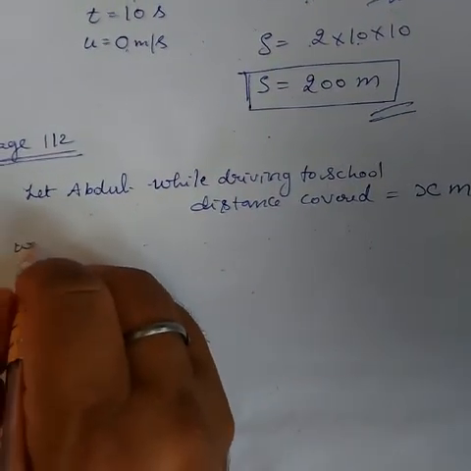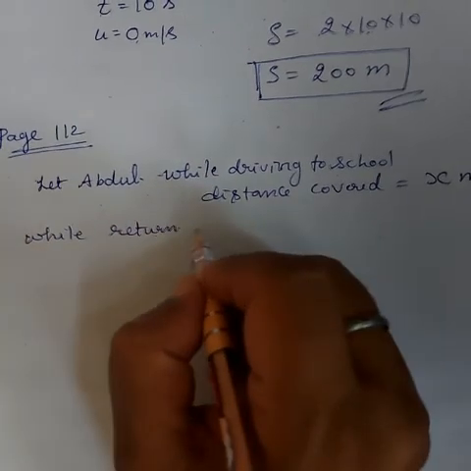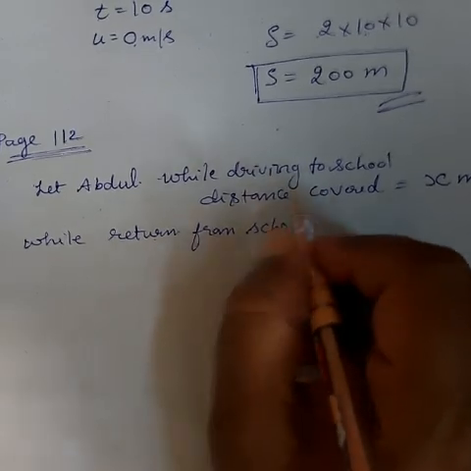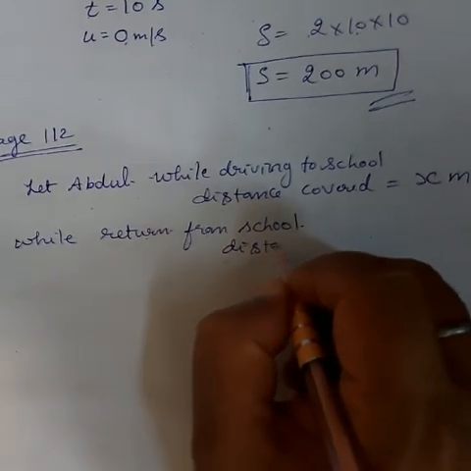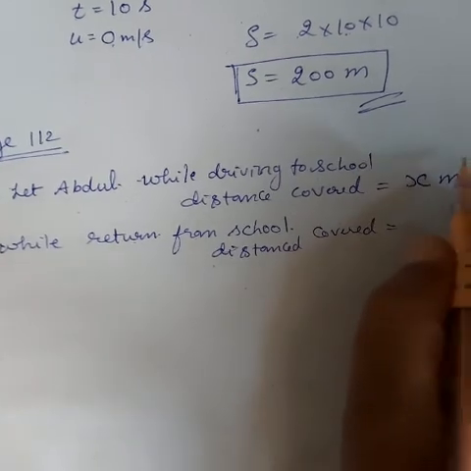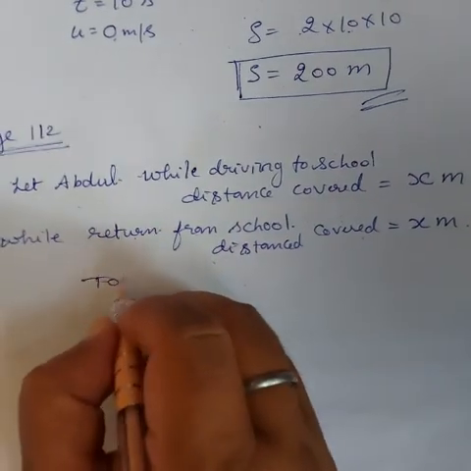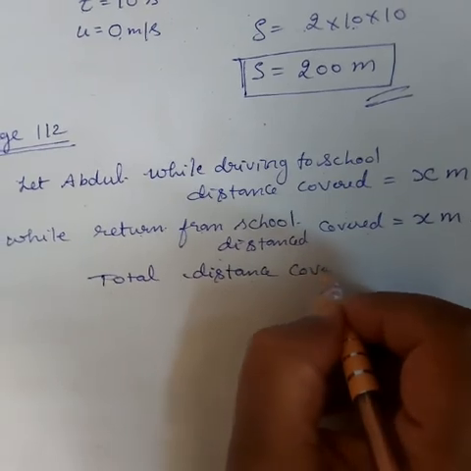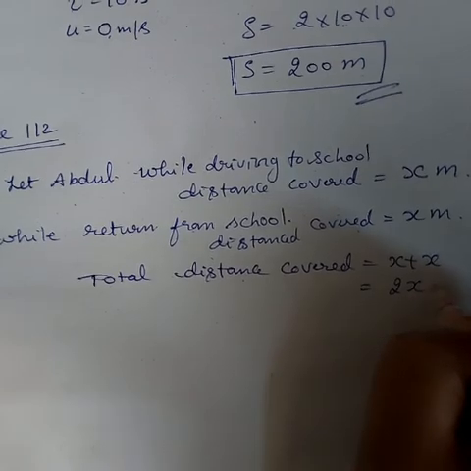Again, while returning from school, the distance covered is also the same, because he comes by the same route, so the same distance he covered, that is x meter. Total distance covered by Abdul, how much? That is x plus x, that is 2x meter.